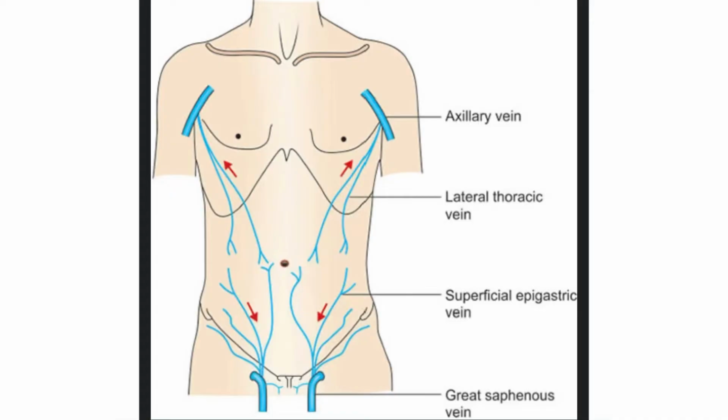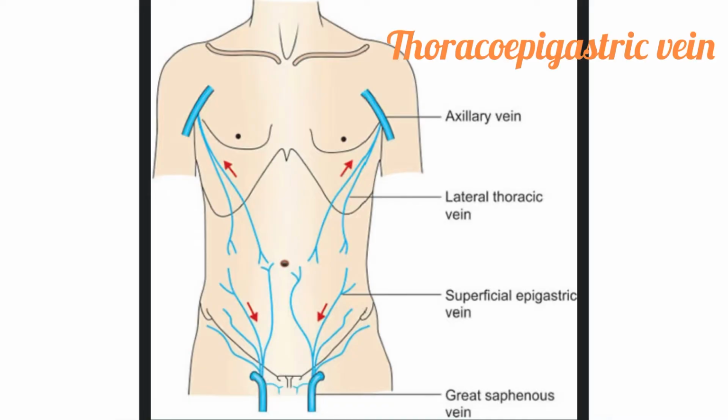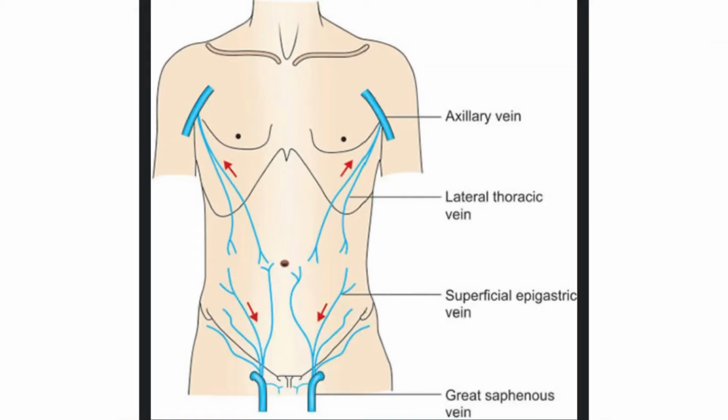Now, the superficial epigastric vein and the lateral thoracic vein form an anastomotic channel, which is called the thoracoepigastric vein, that connects the axillary vein with the femoral vein. Now, this anastomosis is very important in vena cava obstruction. Finally, we have medially, the paraumbilical vein, which drains into the portal vein.